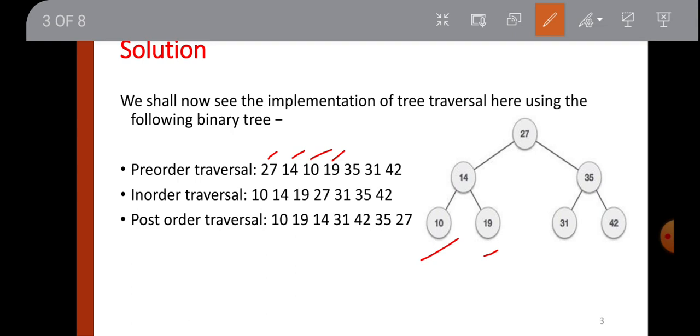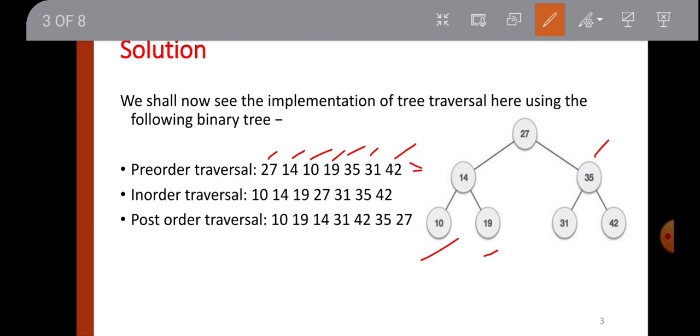In the right subtree, the root node is 35, so it is placed first, followed by the left subtree. The left node is 31. It is placed after 35, and after that we are moving towards the right subtree. It is 42. So 42 is placed at last. So the pre-order traversal for this given problem is completed.